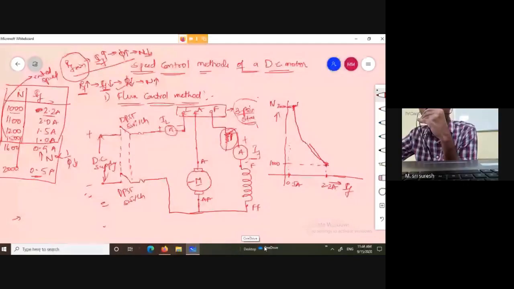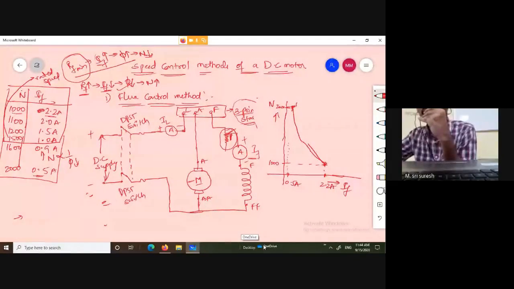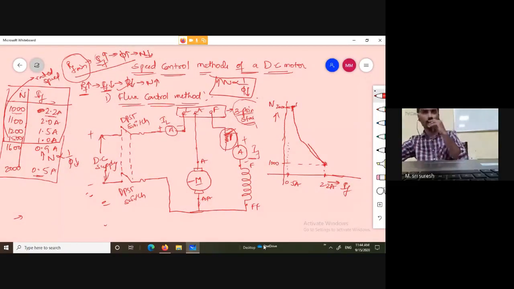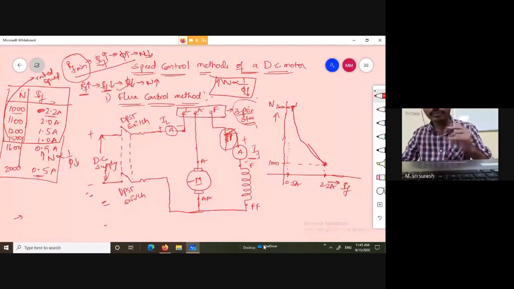So you'll get a curve like the rough diagram. The characteristic of the flux control method is an inverse characteristic. Why? Because according to the speed equation, N is inversely proportional to phi. So by decreasing the flux, the speed is increased. In this way, you'll get above rated speeds. This is one of the speed control methods used in industries to achieve above rated speeds. Okay. Have you understood?